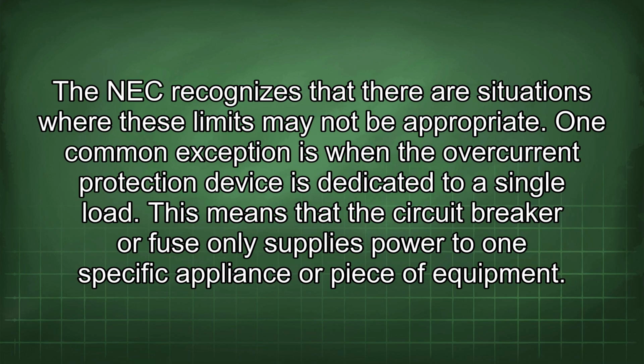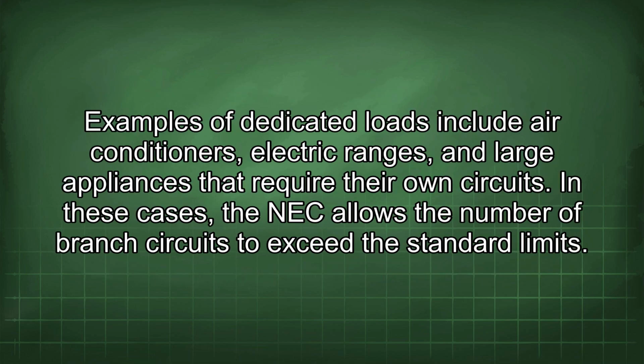The NEC recognizes that there are situations where these limits may not be appropriate. One common exception is when the overcurrent protection device is dedicated to a single load. This means that the circuit breaker or fuse only supplies power to one specific appliance or piece of equipment. Examples of dedicated loads include air conditioners, electric ranges, and large appliances that require their own circuits. In these cases, the NEC allows the number of branch circuits to exceed the standard limits.